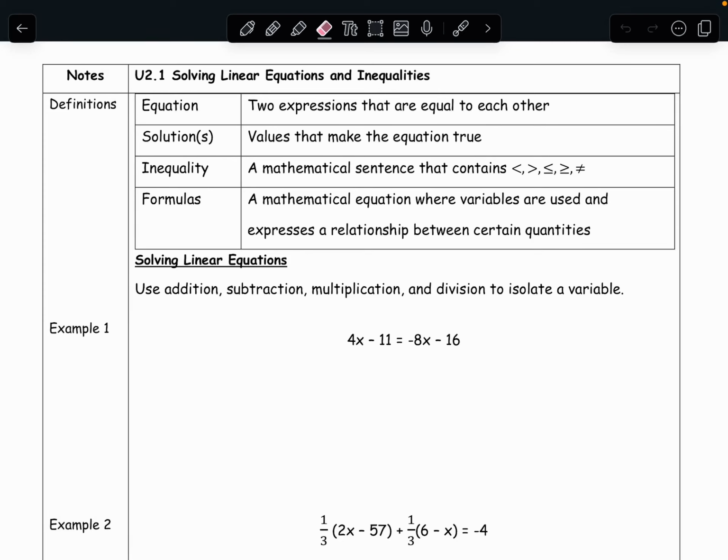Hello and welcome to Unit 2, our first lesson. So in this lesson, we're going to be solving linear equations and inequalities.